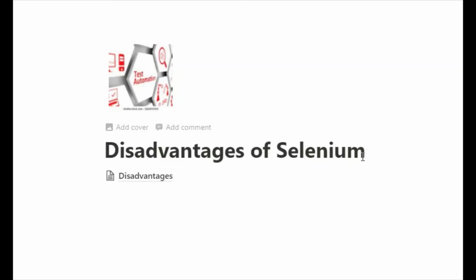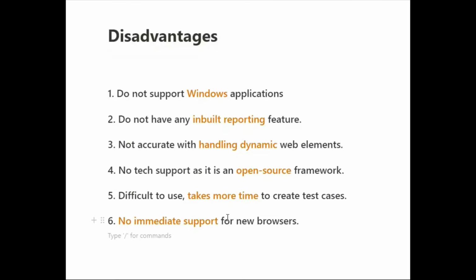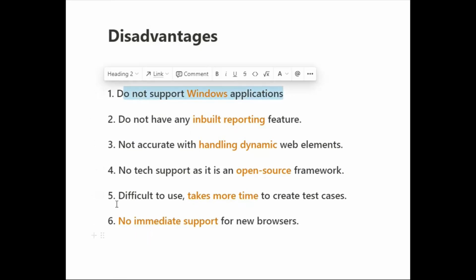Today we are going to talk about the disadvantages of Selenium API. I know you are all aware of the advantages of Selenium API, that it supports multiple languages and that it is open source. There are so many advantages, but today we are going to talk about the disadvantages. So let's get started. The first disadvantage is that it does not support Windows applications. I have already listed all the disadvantages, but I'm going to discuss them one by one in a detailed way.